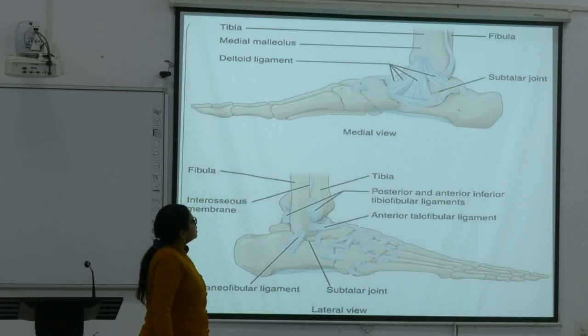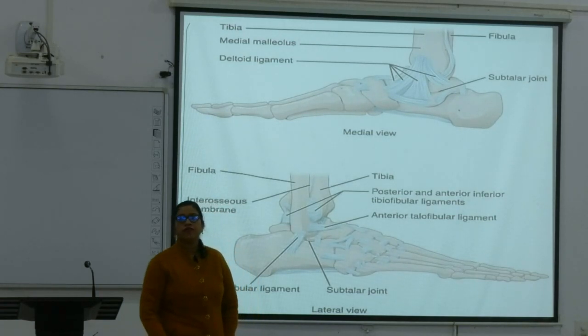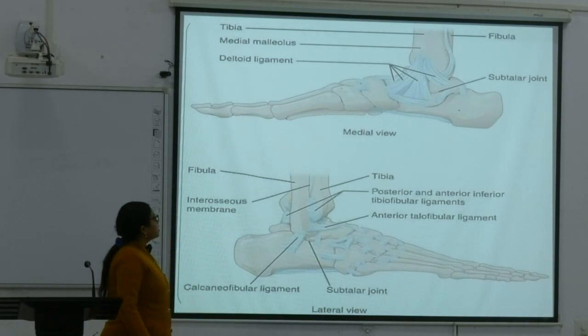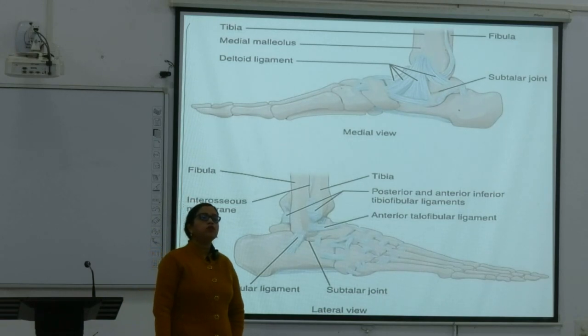Other than that, what else can you see? See, from the fibula some kind of ligament is going. What is this? At the posterior side, that is the inferior talofibular ligament. Now see this picture. What we have just discussed, we can see all the ligaments. The first one is the posterior and anterior inferior tibiofibular ligament. These are all ligaments present on the talocrural joint.